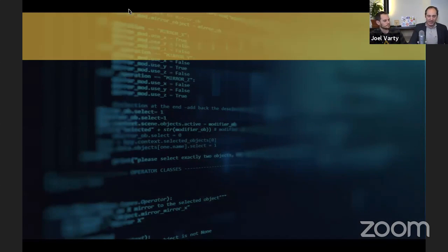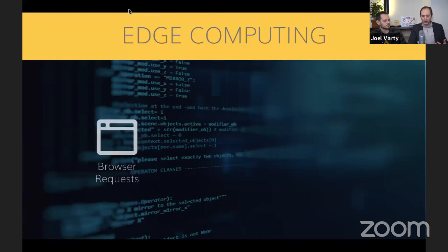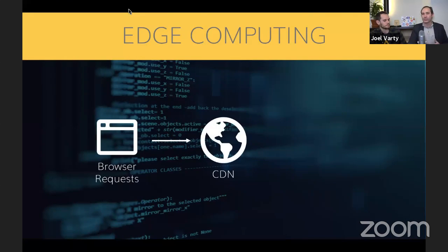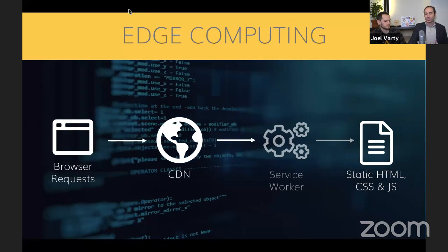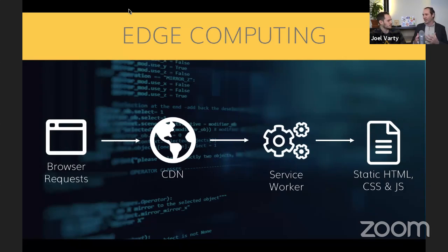So normally with a static site, the browser requests resources from a CDN. Super simple, and it's going to serve those from the static HTML, CSS, and JavaScript files that we talked about. That's an example of a JAMstack setup. But what if in between the CDN and the static HTML files we could put some logic there, some way of running smart logic? It's not a server, just a little bit of smart logic.